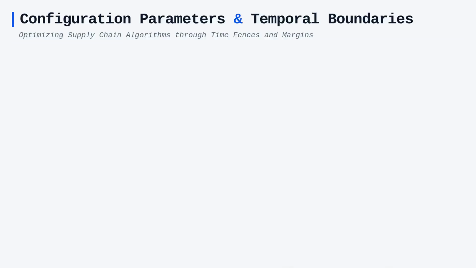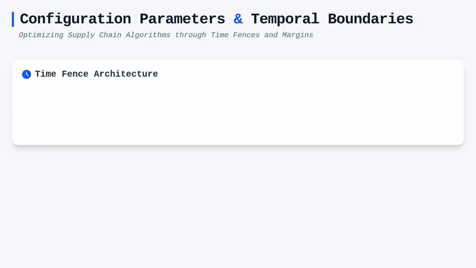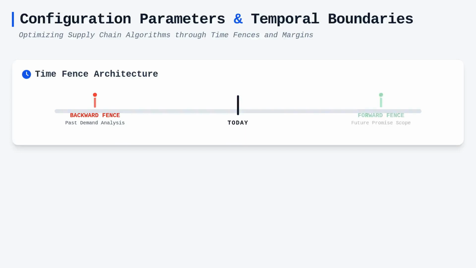When we look deeper into the configuration of these parameters, we encounter the necessity of defined time fences. These boundaries serve as a scope for the algorithm, constraining how far into the future the system looks for replenishment or demand signals. A forward time fence determines how deep into the timeline we are willing to promise goods, while the backward time fence allows the system to analyze past demand in specific scenarios.